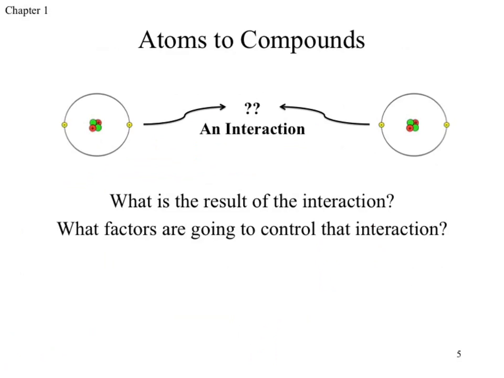So now how do we push this to compounds? If we take 2 atoms and bring them near each other, eventually they're going to interact. What's going to be the result of our interaction is one thing to consider. The other is what factors are going to control that interaction. What's the first thing that's going to interact between these 2 atoms? It's the electrons. Hugely important for organic chemistry. The first thing that interacts when anything comes together is the electrons.